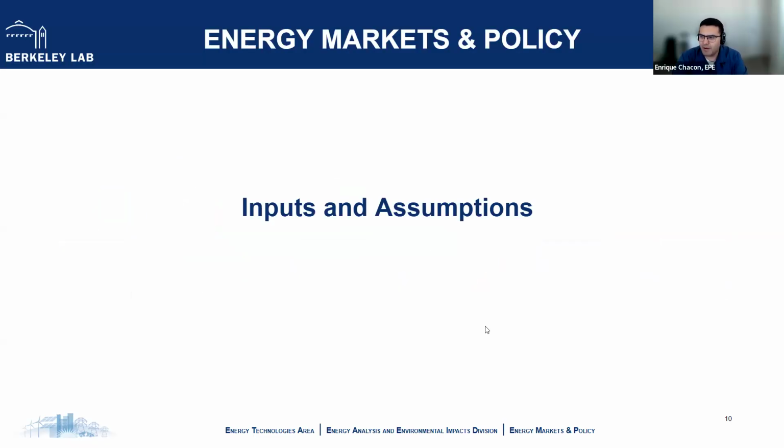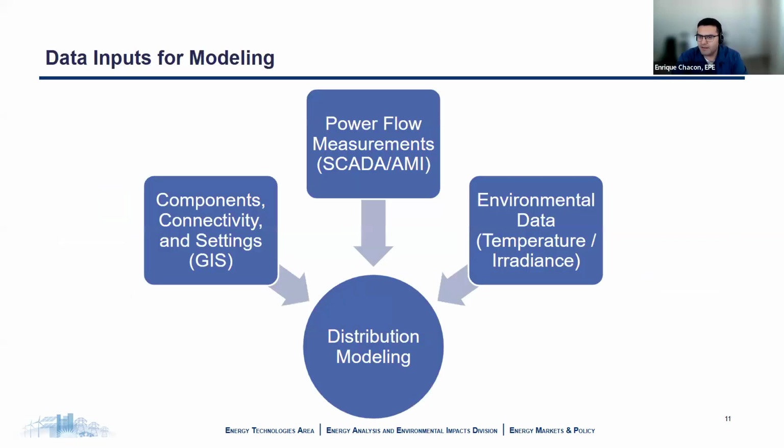Okay, now let's talk about inputs and assumptions. Next slide. If you look there on the bottom, you have the distribution modeling circle, right? So what goes into it? There's a lot more that goes into it, but I would say this is a pretty comprehensive high-level overview. On the left-hand rectangle, we have components, connectivity, and settings. So GIS. If you go back to the first slide, you see the Synergy Electric overview. That circuit visual is what I would refer to as the GIS. That's fed into a distribution model.